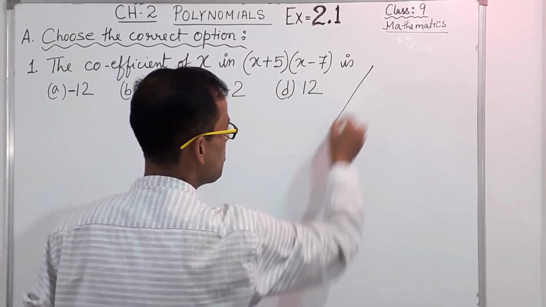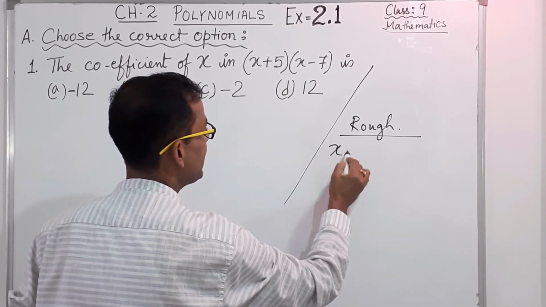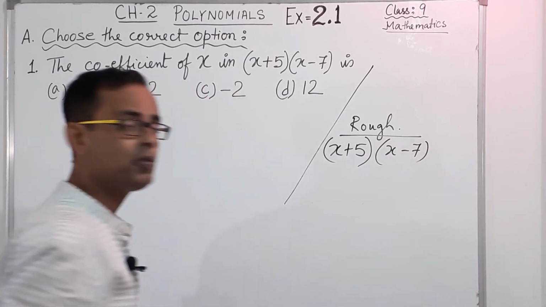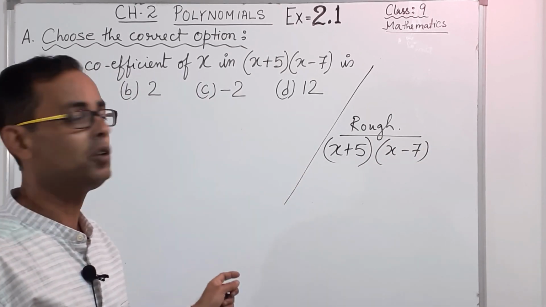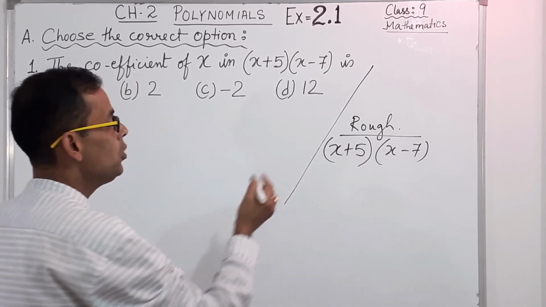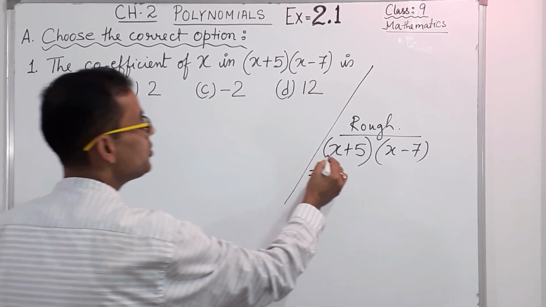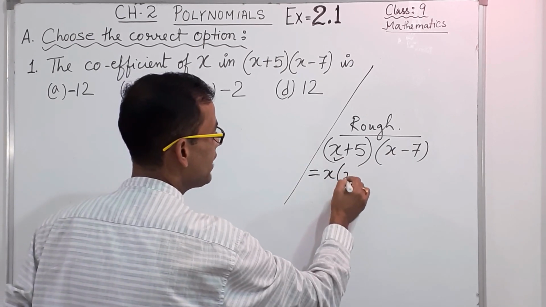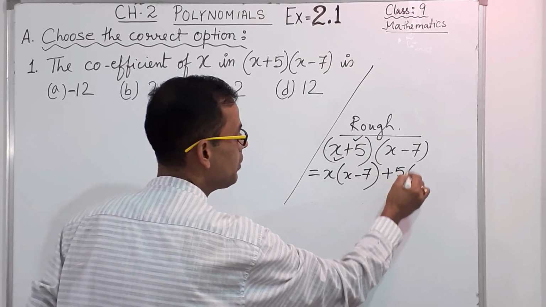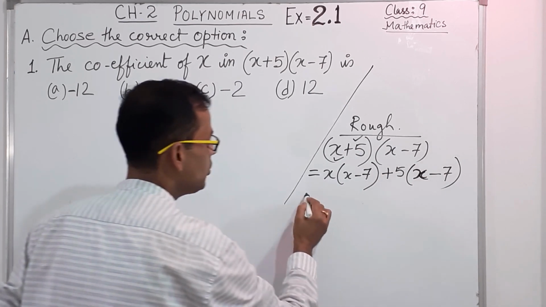We have to do a rough. So what is that rough? Now x plus 5 and x minus 7. Now from here we cannot find out the coefficient because here also x, here also x. Okay. So what we will do? We will try to multiply these two. So first x will be multiplied with x minus 7 plus, after that plus 5 will multiply with x minus 7. Clear?